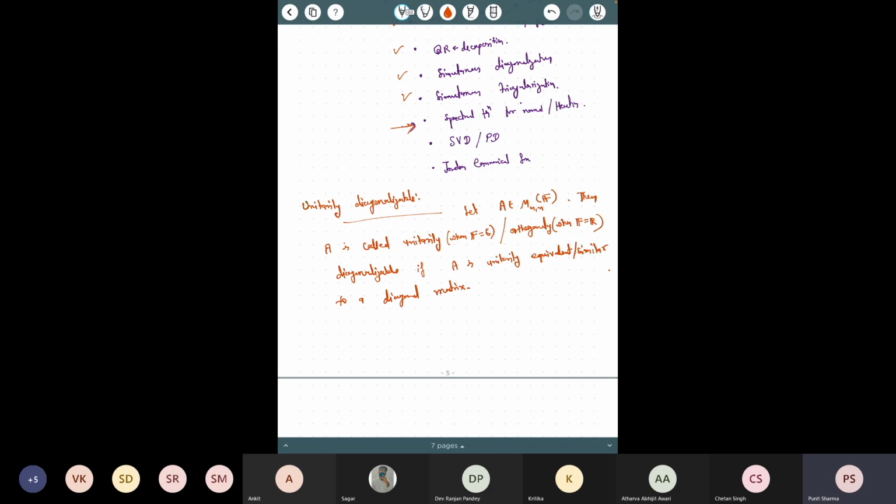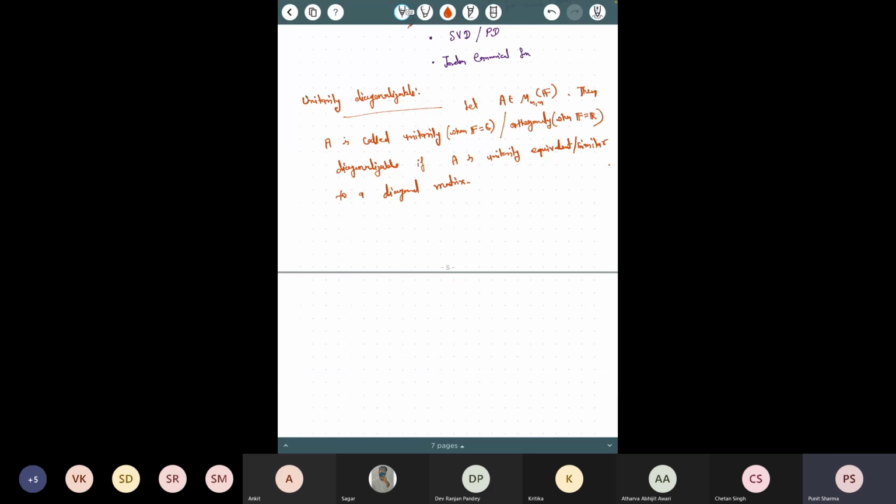Before that, let us define what a normal matrix is. We will define it for both real and complex, and whenever a different argument or statement is required, I'll state that. Suppose that A is an n cross n matrix over F, where F is either R or C.